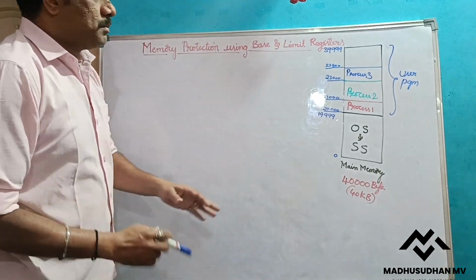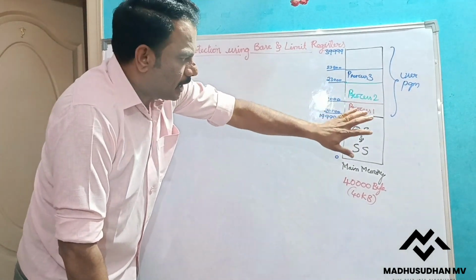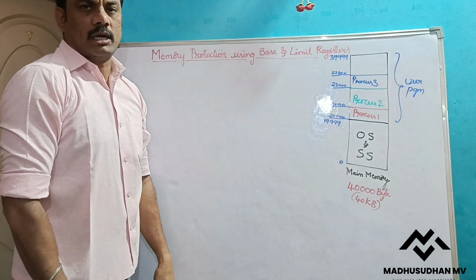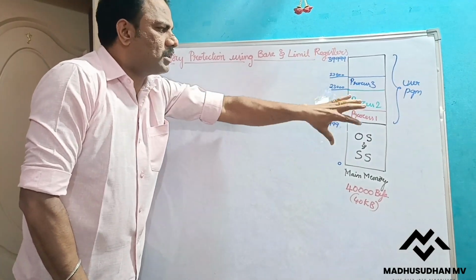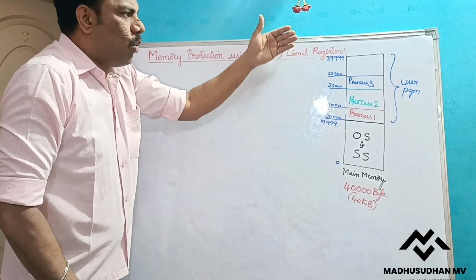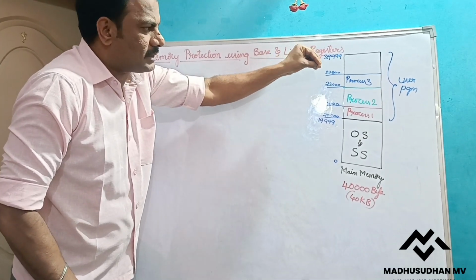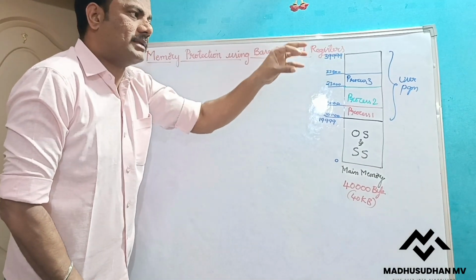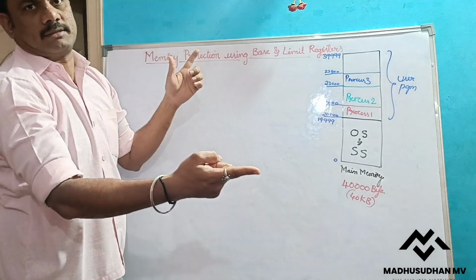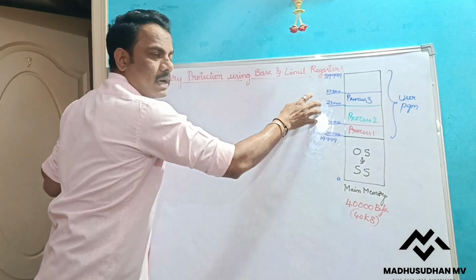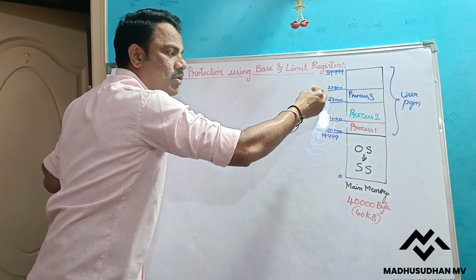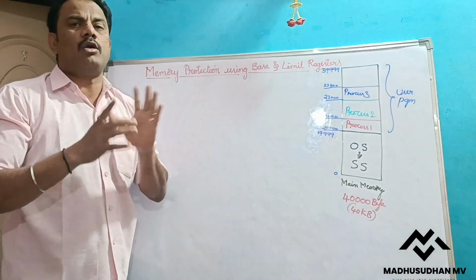Now, since both user programs and operating system programs are in the same main memory, user programs and system programs are sharing the same main memory space. So there may be a possibility that a user process, instead of accessing its own data or instructions, tries to access code or instructions belonging to some other process. Or sometimes our user program, instead of accessing its own code or data, will try to access the code or data belonging to the operating system. We should not allow this.